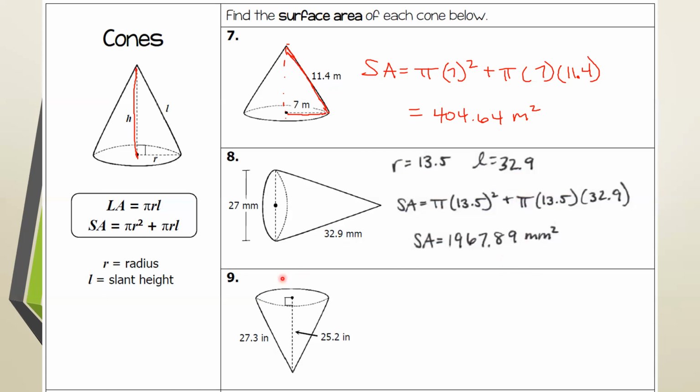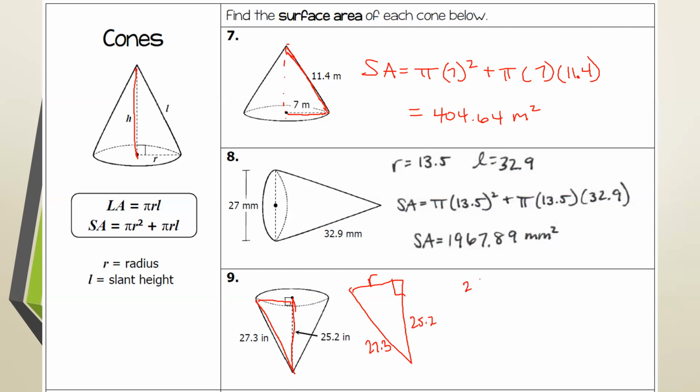Now, what happens if they don't give you the slant height? Okay, well, that means there's a way to figure it out. So in this one, we have the height of our cone is 25.2 inches, and they give us the slant height. Okay, so they did give us the slant height here. They didn't give us the radius. So if you're missing the slant height, or you're missing the radius, or you're missing the height, if you're missing one of those things, then look for your right triangle. Okay, so we were missing the radius here. We know that this is 27.3 and the height of that cone is 25.2.